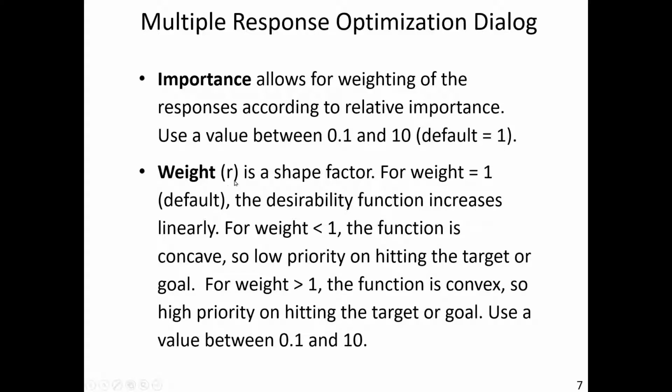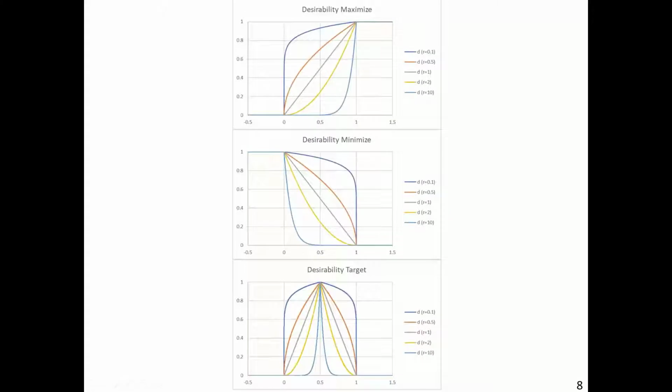Weight, think of weight as a shape factor. For weight equals 1, the desirability function increases linearly. For weight less than 1, the function is concave, so low priority on hitting the target or goal. For weight greater than 1, the function is convex, so you have a high priority on hitting the target or goal. And we have a nice graphic here that shows you.